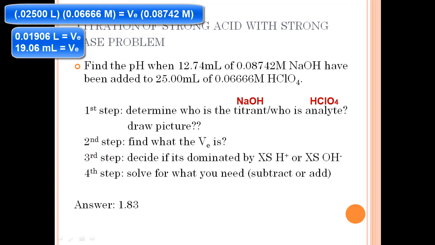Now, they want you to find the pH at 12.74 mL of base added. This is obviously before the equivalence point. So who is this region dominated by? It's going to be dominated by acid.